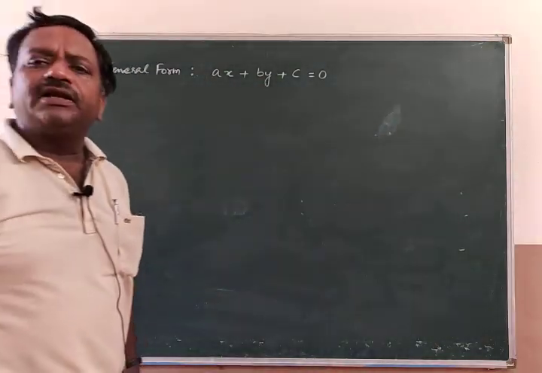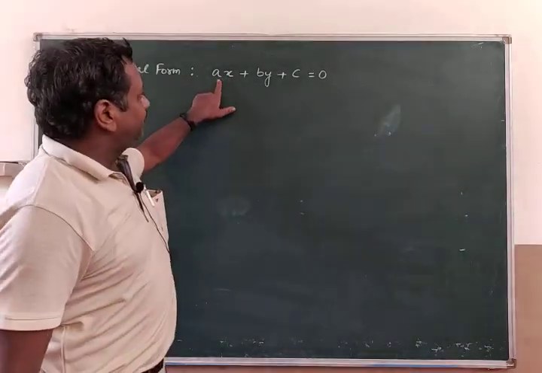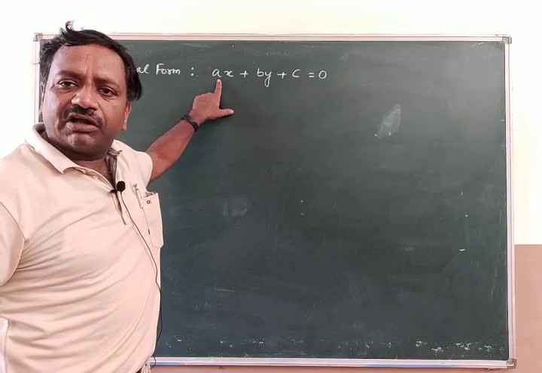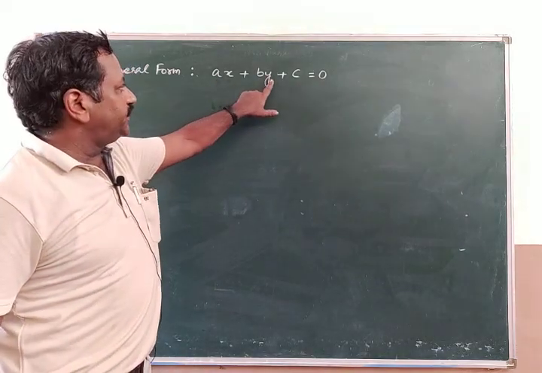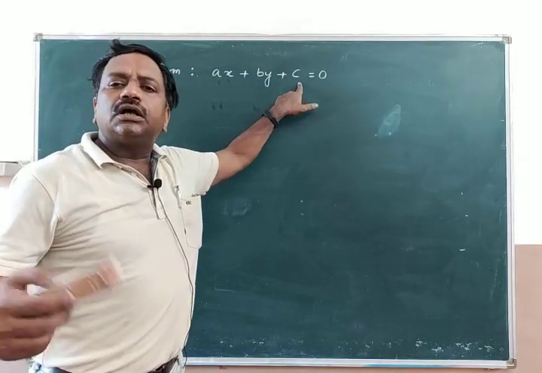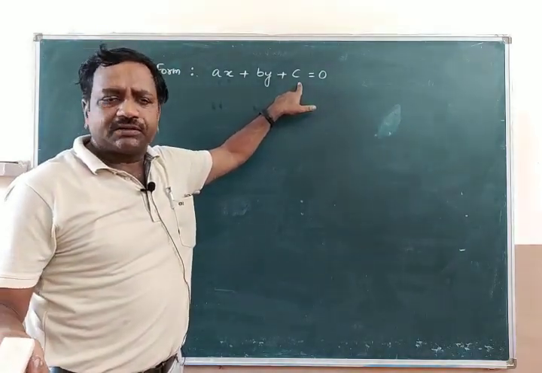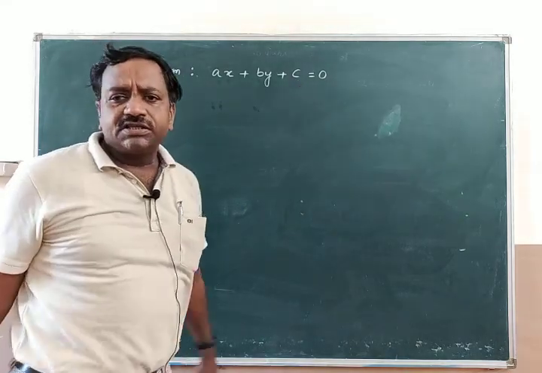Whatever will be written in front of x, that will be treated as a. The coefficient of x will always be treated as a. The coefficient of y will be treated as b, and a number having no variable with it, that is a constant, so that will be treated as c.